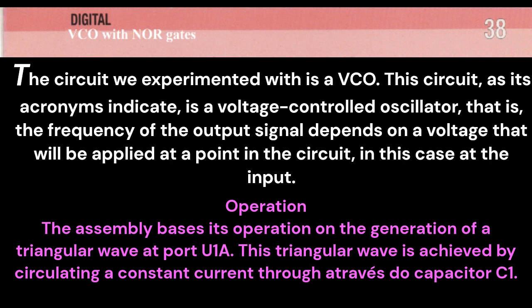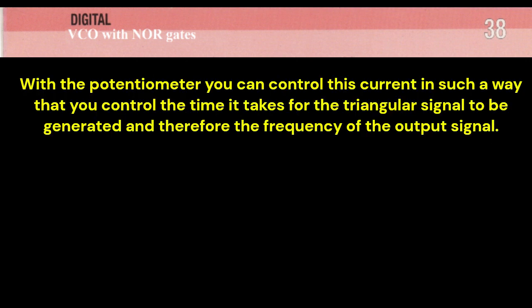Operation. The assembly bases its operation on the generation of a triangular wave at gate U1A. This triangular wave is achieved by circulating a constant current through a capacitor C1. With the potentiometer you can control this current in such a way that you control the time it takes for the triangular signal to be generated and therefore the frequency of the output signal.